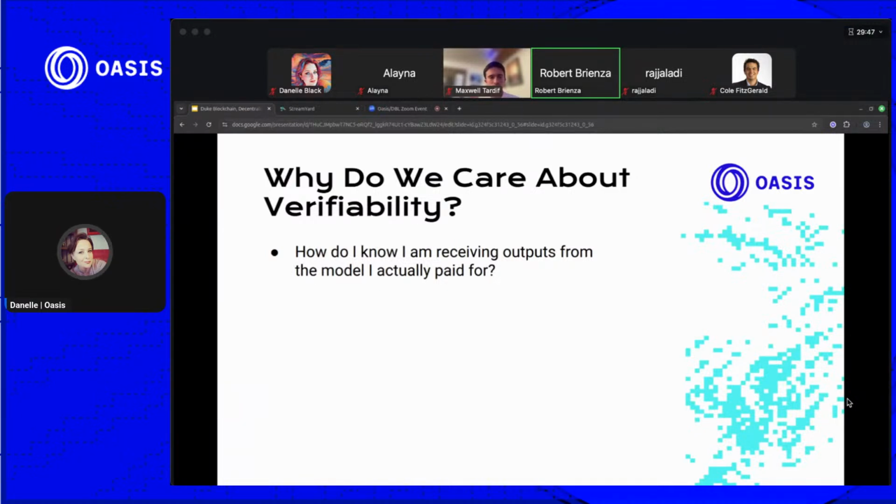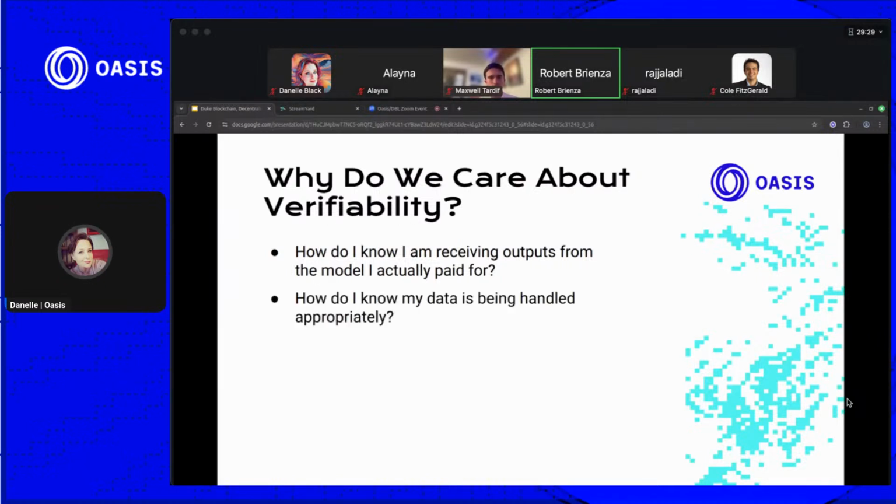I just have to trust that this is the model that they say it is. And if the results are really good, I'm going to be happy and say, all right, it must have been the one that they said. And if the results are bad, I might say, hey, this doesn't seem right. I think you're maybe cheating me. But it's not really a strong way of knowing.